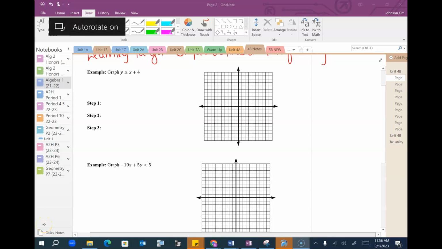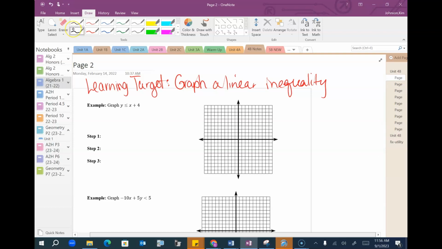In today's video, we will learn how to graph a linear inequality. This is very similar to graphing lines. We're just adding an extra step at the end that helps us decide which way we're going to shade.